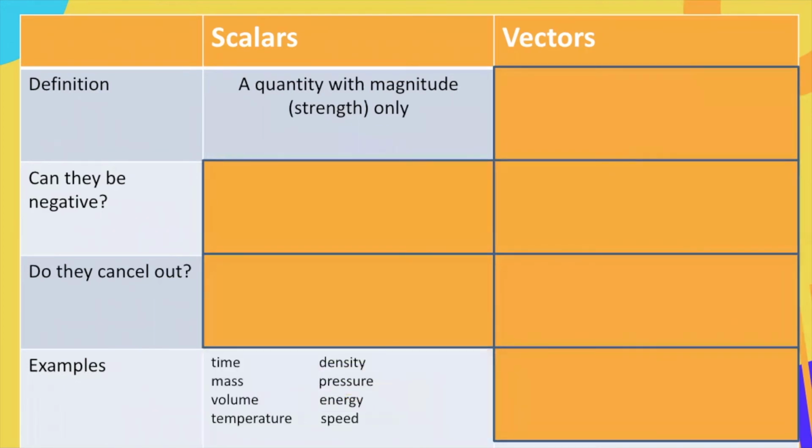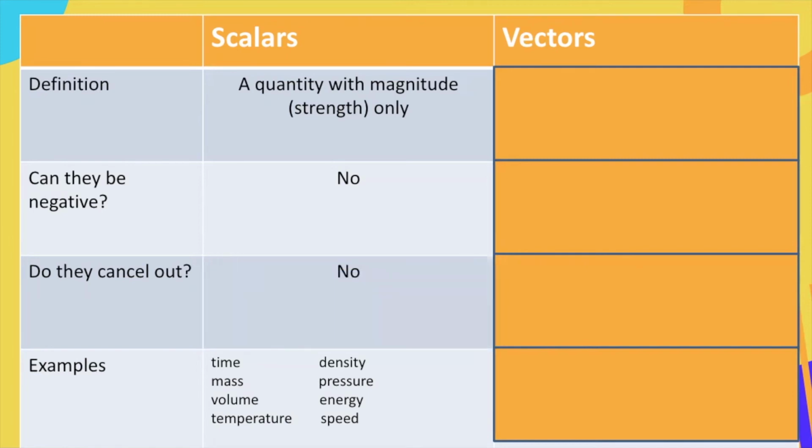Things like time. I can have 30 seconds, or 5 kilograms, or 3 liters of soda. I could have a fever of 101 degrees Fahrenheit. I can have a speed of 65 miles per hour. All of those quantities can't be negative. You can only have positive numbers of time. You can only have positive numbers of density. And so they don't cancel out.